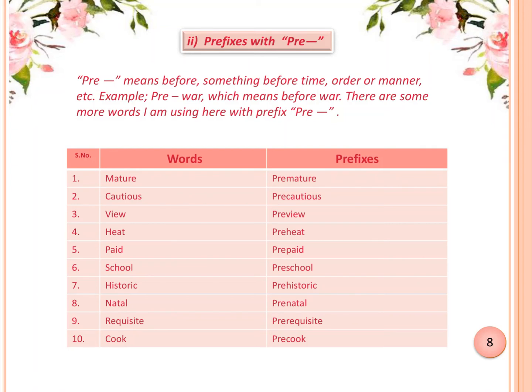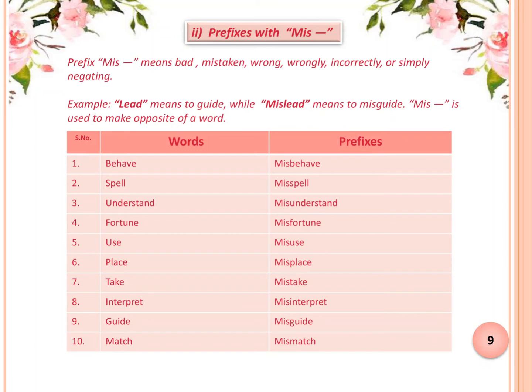Number 2, cautious, precautious. Number 3, view, preview. Number 4, heat, preheat. Number 5, paid, prepaid. Number 6, school, preschool. Number 7, historic, prehistoric. Number 8, natal, prenatal. Number 9, requisite, prerequisite. Number 10, cook, pre-cook.